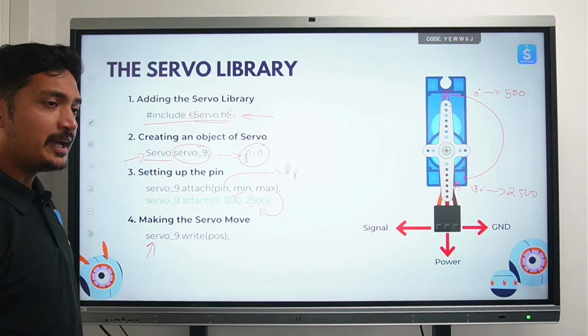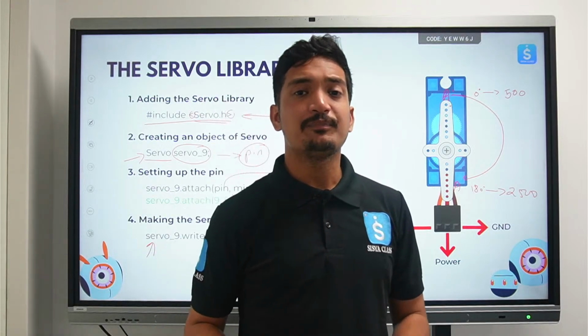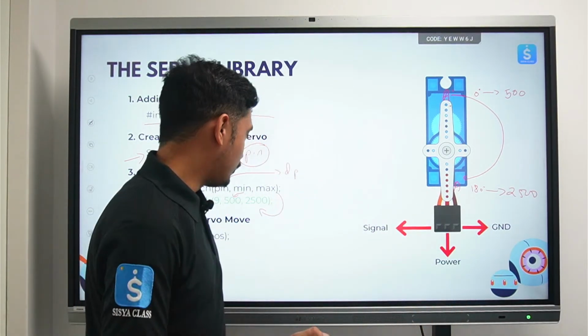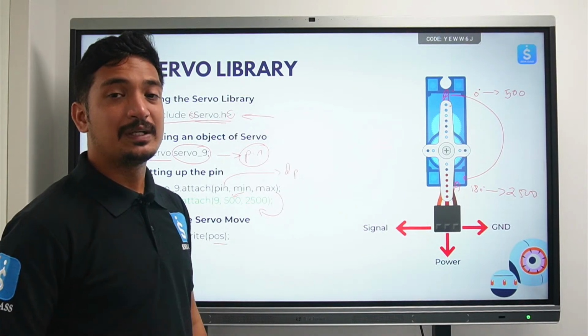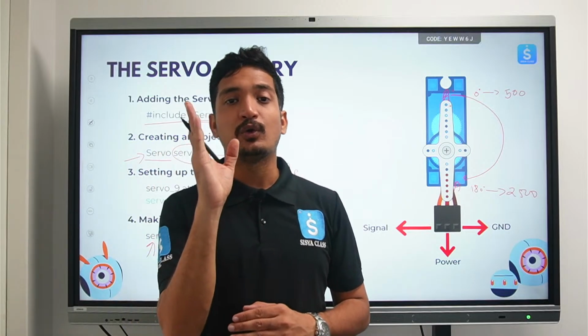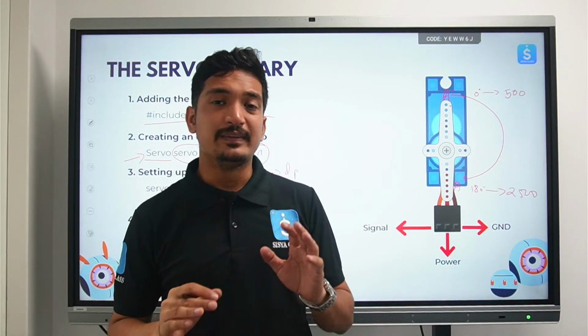Servo 9 is the name of the object. So we can say, hey Servo 9, write, which means perform this. Perform what? Write a position. The position can be any number, and accordingly the servo motor will rotate to that particular angle. That's how these things can be done.